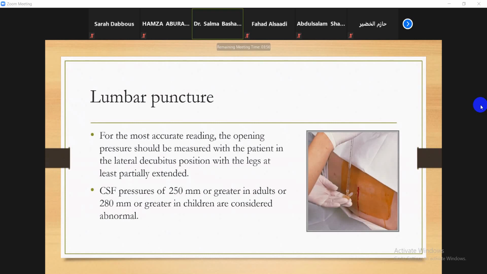If you rule out a space occupying lesion, you can go ahead and do a lumbar puncture to confirm the increased intracranial pressure. We measure the opening pressure with this device in this picture. Normal opening pressure is between 100 to 200 millimeters. If it's more than 250, it is diagnostic for this disease. So high opening pressure by lumbar puncture confirms your diagnosis.